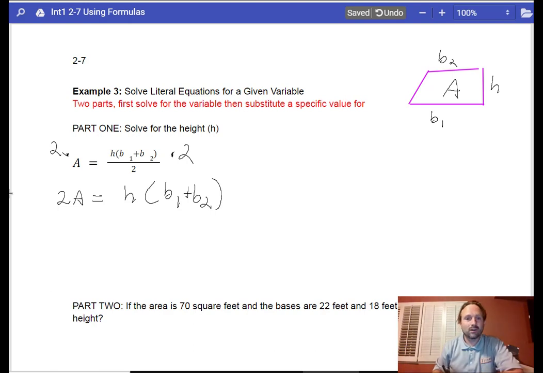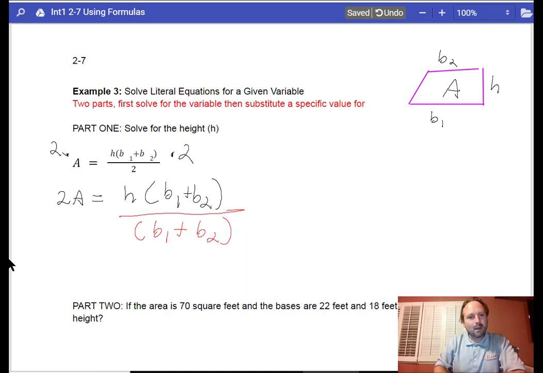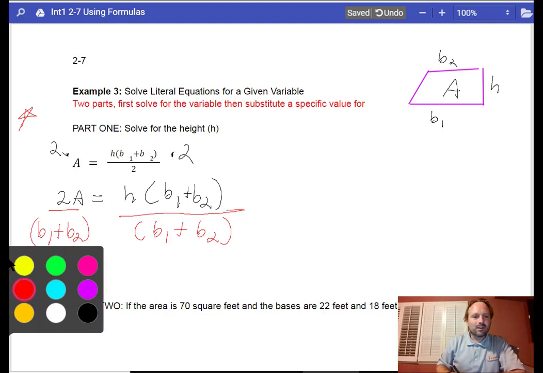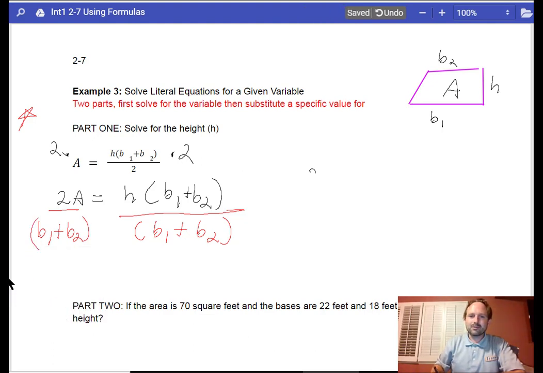Okay, let's go on. So what is base 1 plus base 2 doing? Well, it's multiplying. So we're going to divide by base 1 plus base 2. So what is base 1 plus base 2 divided by base 1 plus base 2 equal to? All right, it's equal to 1. So if we rewrite this, we would get 2a divided by base 1 plus base 2 is equal to the height.